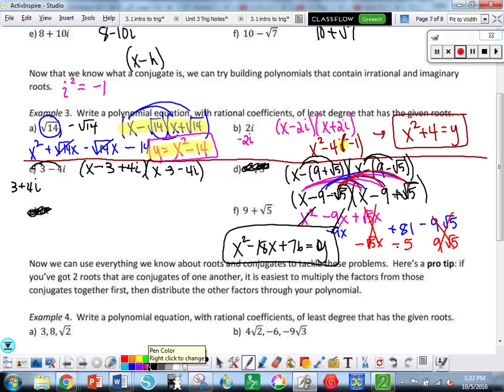I'll just have you know, this was on your test. This is like this right here. It's hard, but it's on your homework. And it's on your homework a lot. So let's make sure we can get this.